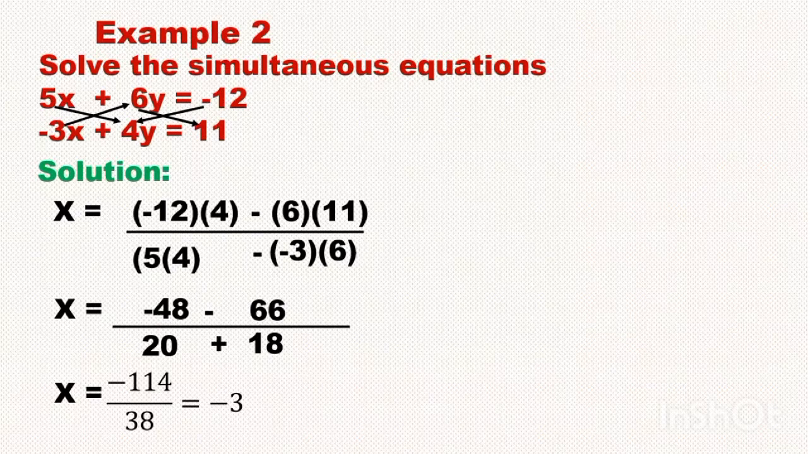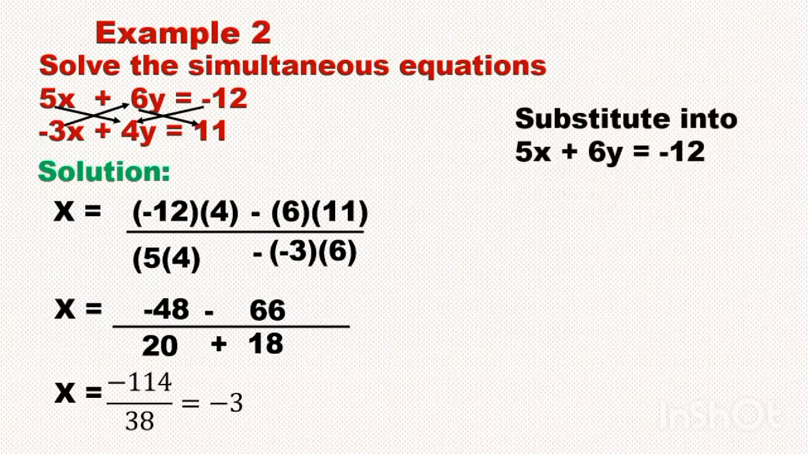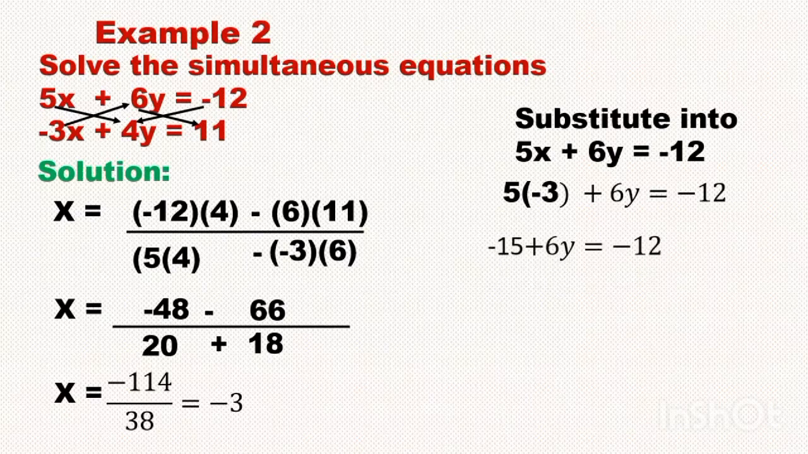Now that we have gotten the value of x, we can substitute the value of x into any of the equations to get the value of y. But in this case, I'm going to be using equation 1, 5x plus 6y is equal to minus 12. Since we've got minus 3 to be the value of x, 5 into minus 3 plus 6y gives minus 12. Open the bracket, minus 15 plus 6y gives minus 12.